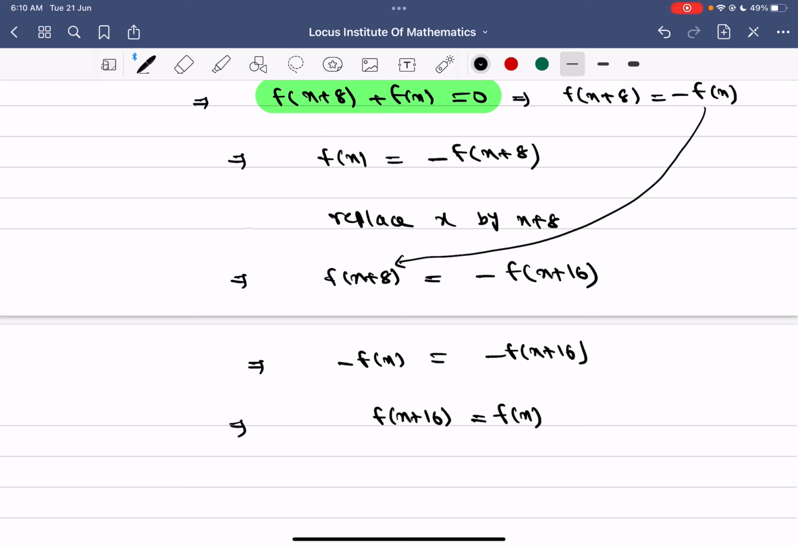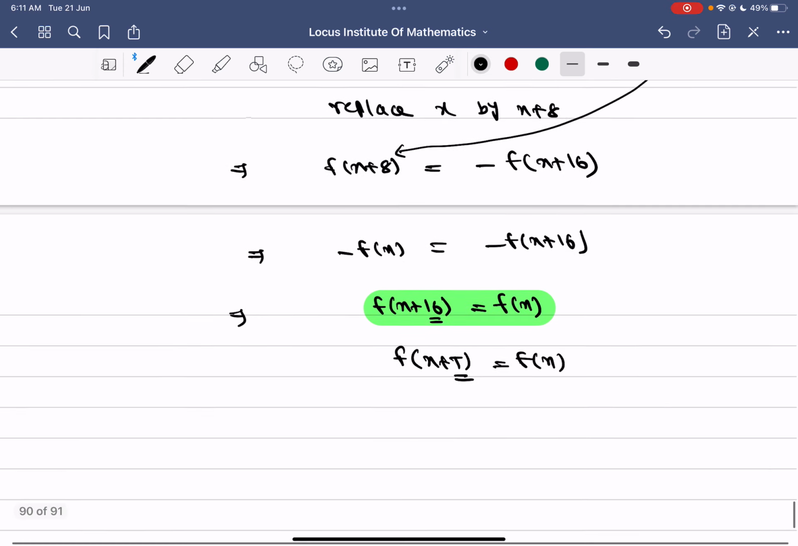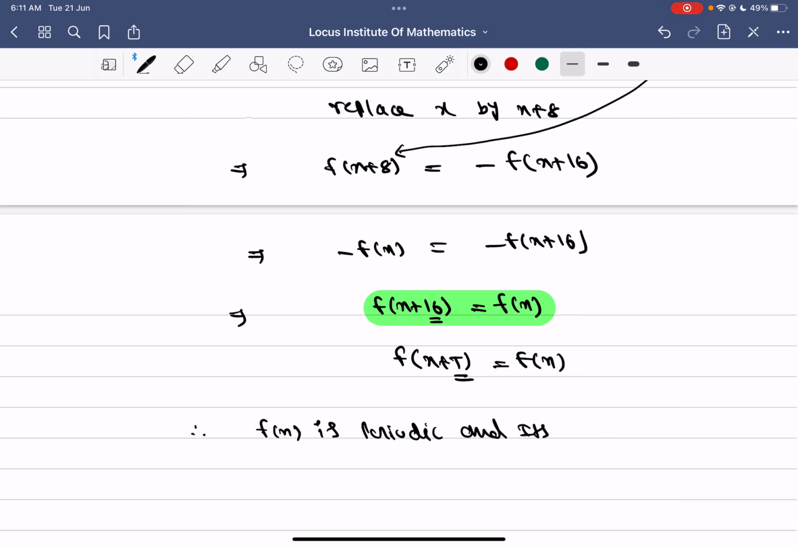So now we got it in this form, that is f of x plus t is equal to f of x, where t is the period, a positive real number. Here we got f of x plus 16 is equal to f of x. Therefore, f of x is periodic and its period is 16. So this is the proof.